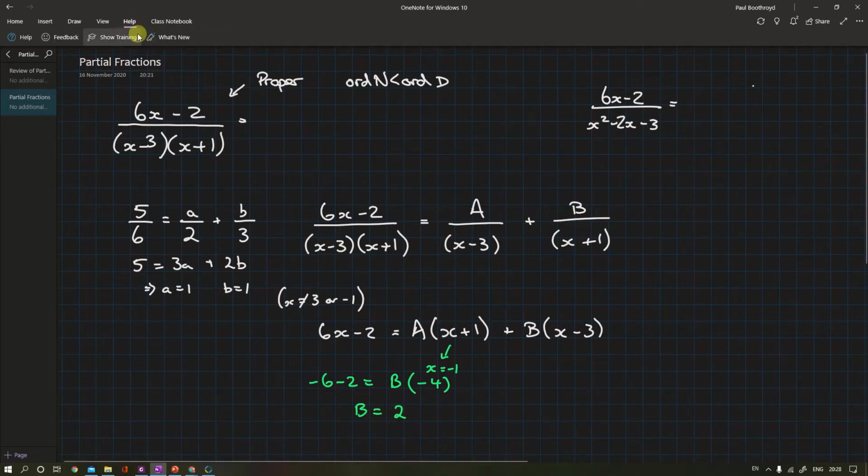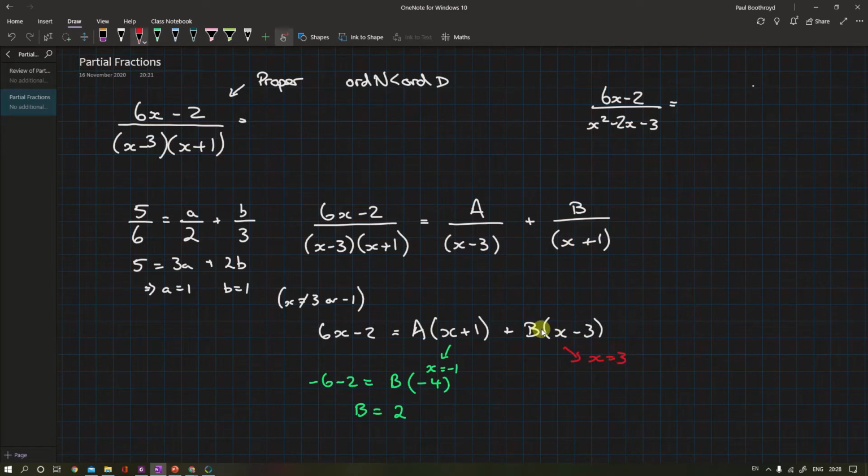If I do the other side, and say when x equals 3, this term disappears. We get 18 minus 2 is equal to a times 4. So 16 over 4, a must be 4. That's by using substitution. You pick values that will make one of the terms disappear. Nice. It's actually quite a nice technique for this.